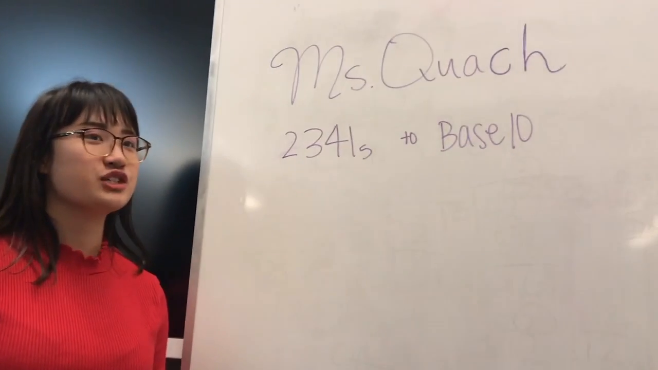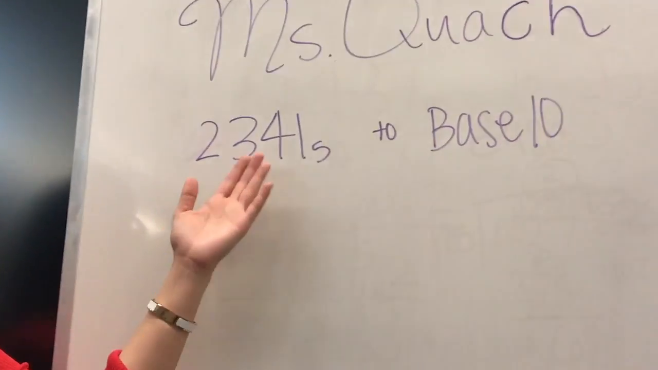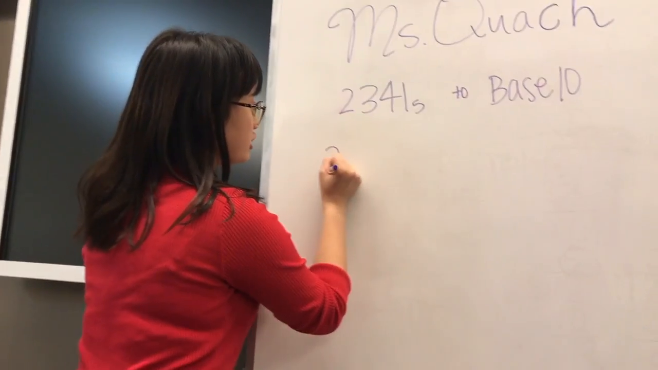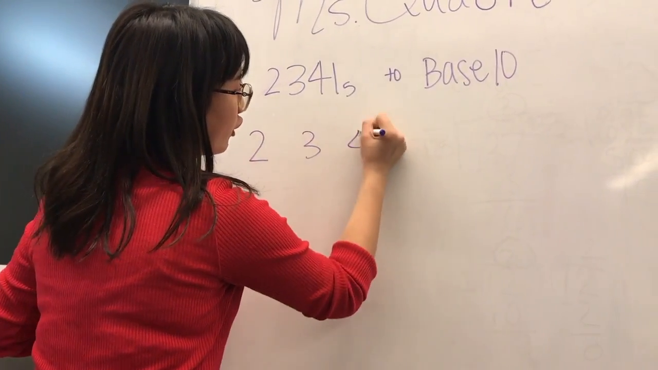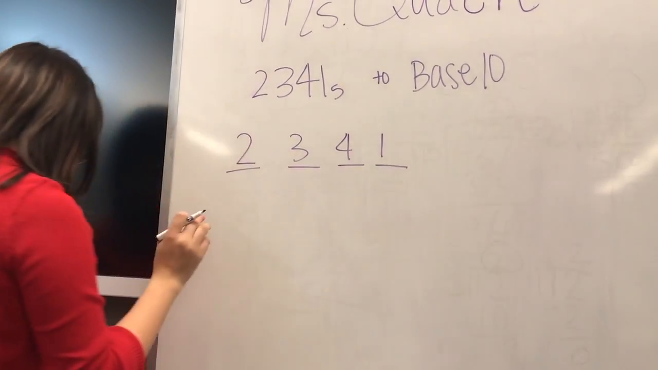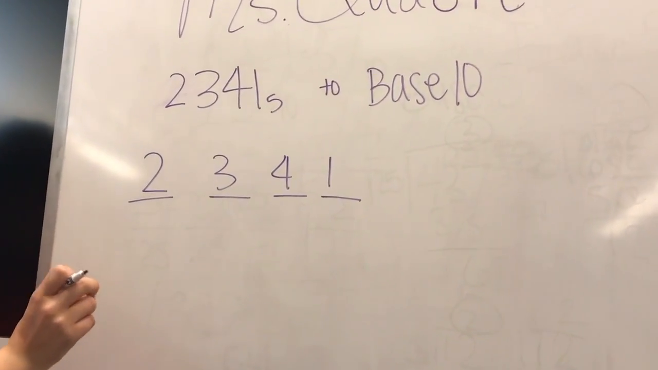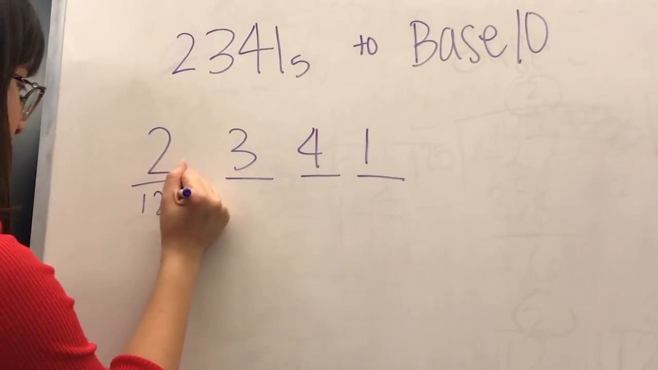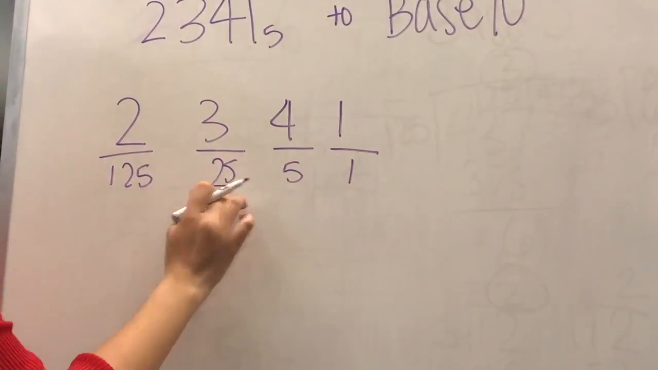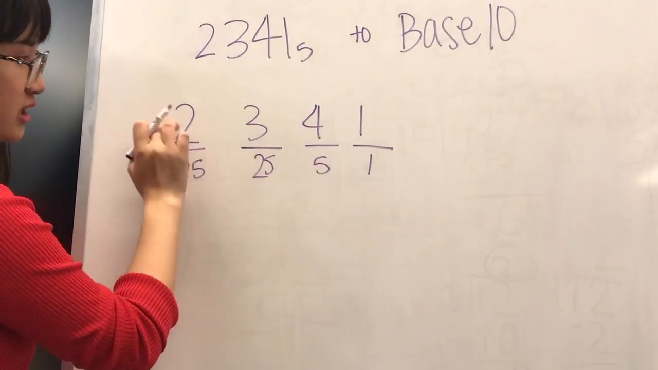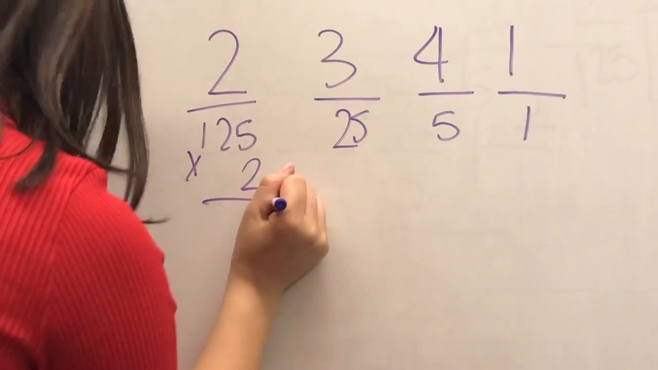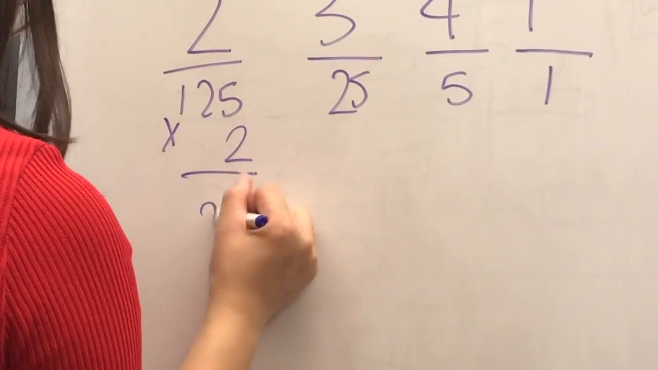So now I'm going to be teaching you how to convert 2341 base 5 to base 10. I'm going to start by writing 2, 3, 4, and 1, and I like to keep them kind of separated. And what you're going to do is multiply by 125, like what I taught you guys earlier. There are numbers between each one, and you're going to multiply these numbers by the number it has up here. So you're going to multiply 125 by 2, and that's going to be 250.